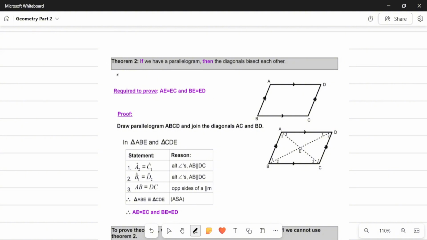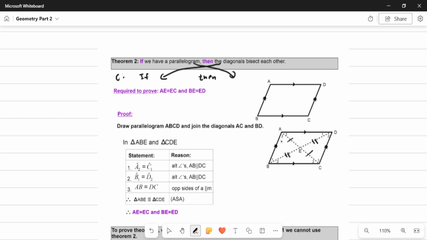What becomes more useful here is actually the converse, because if you have the diagonals of a quadrilateral bisecting each other, then we can conclude that a quadrilateral is what? A parallelogram. And so what we are required to prove, only after construction you'll be able to see this, is that AE, this one here, is equal to EC, this here, this line segment, and BE, this here, is equal to ED, this here, right?